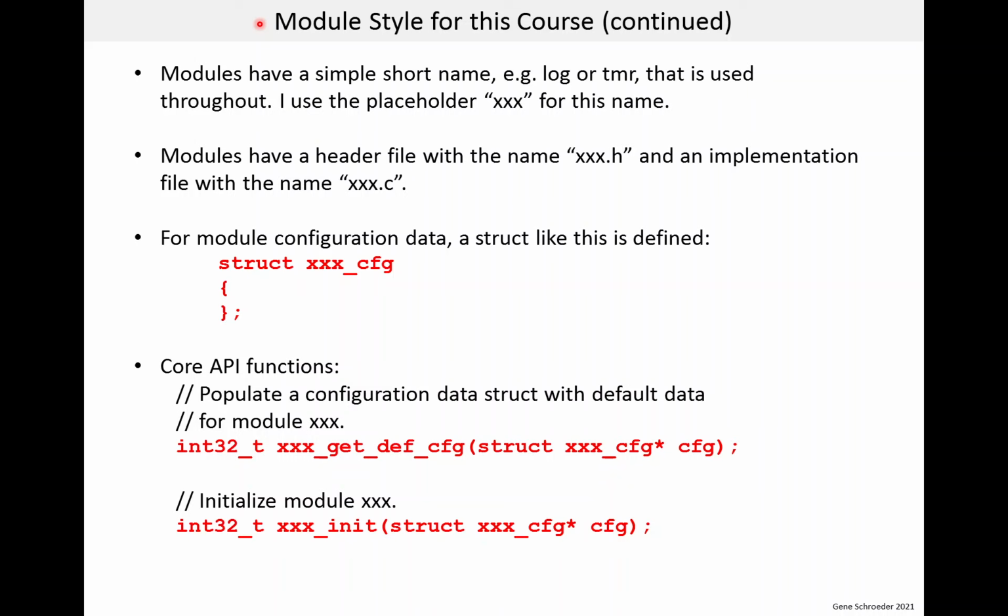Now we get into the details of the module style. First, every module has a short name, 3, 4, 5 characters or so. For example, LOG or TMR for timer. And this name is used throughout the API for the module. For this lesson, I will use the placeholder XXX to represent that name. There will be at least two files, a header file named xxx.h and an implementation file with the name xxx.c. The header file contains the public API and nothing else.